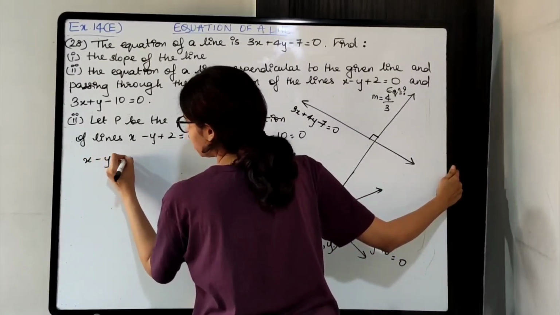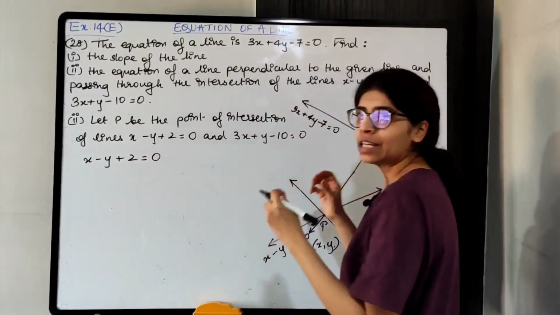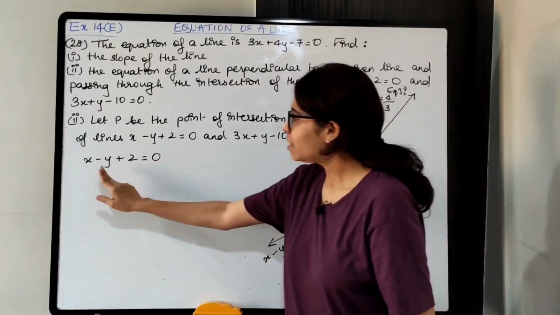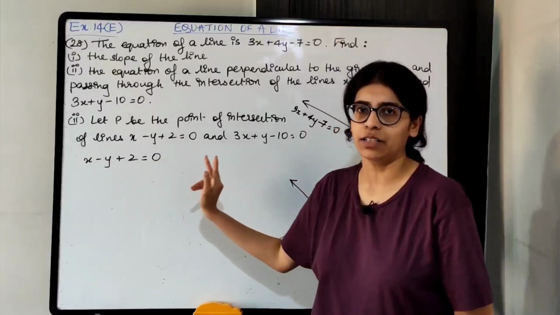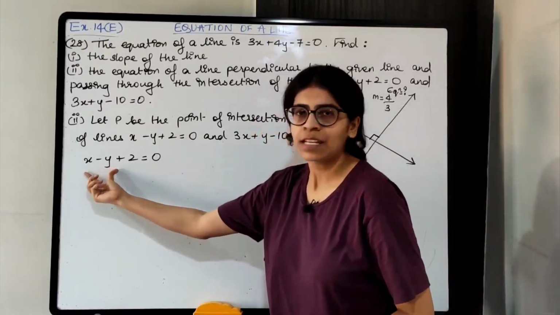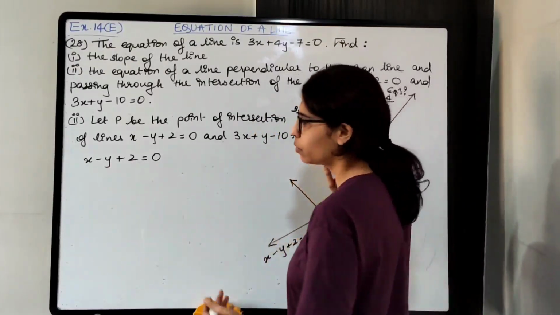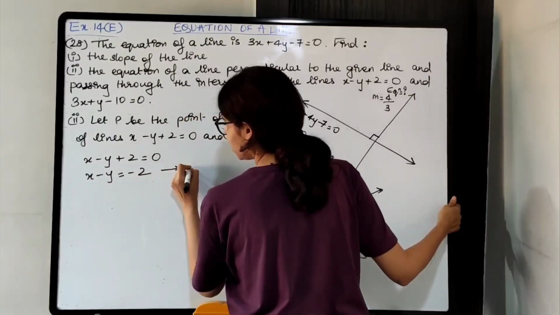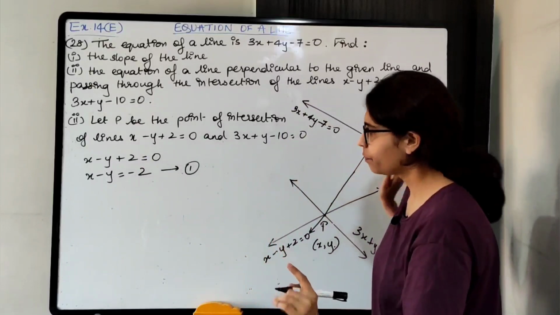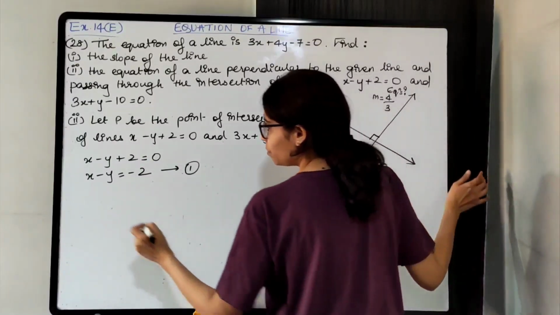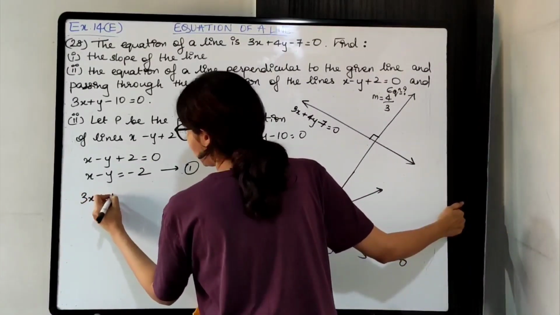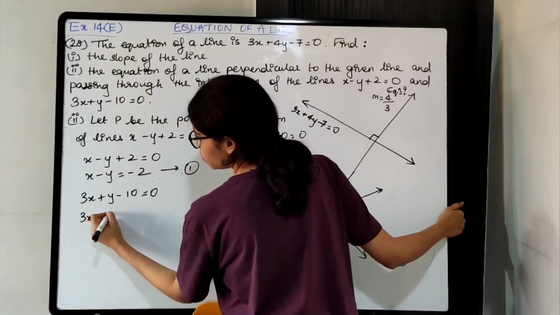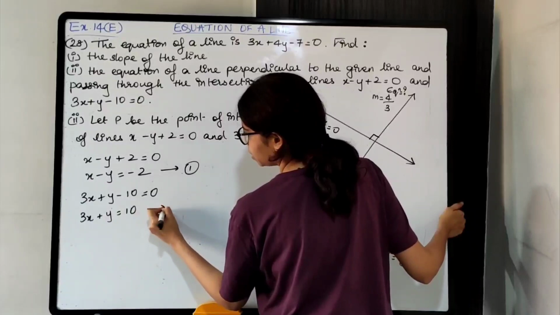First वाला है x minus y plus 2 equals to 0. For linear equations, how are they expressed? x and y हमेशा LHS में होगा and number RHS में होगा. So keep x and y as it is. 2 को shift करो. Okay. So it will be x minus y equals to -2. Mark this as 1. Now it is in proper form. Same way for the second equation. 3x plus y minus 10 equals to 0. Shift 10. So 3x plus y equals to 10. Mark this as 2.